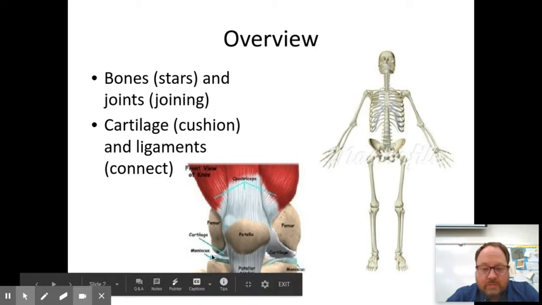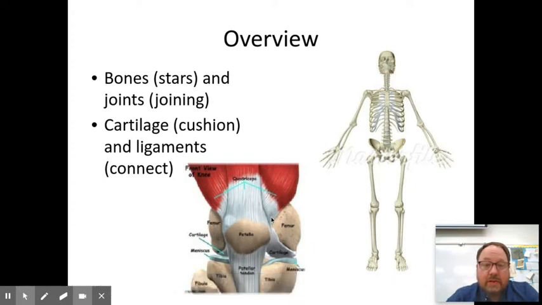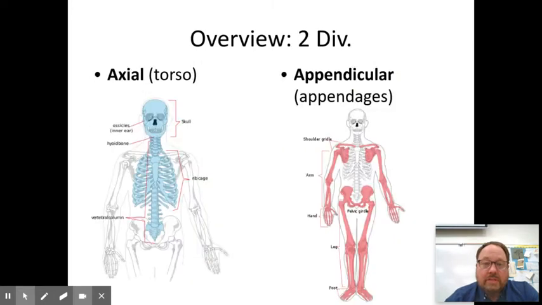So here we see some cartilaginous pads in the knee joint. And then ligaments. Ligaments stitch bones together. Okay. So again, bones are what we're going to spend the bulk of our time on, but then we have different types of joints that allow different types of movements, and they're held together by different types of connective tissue.